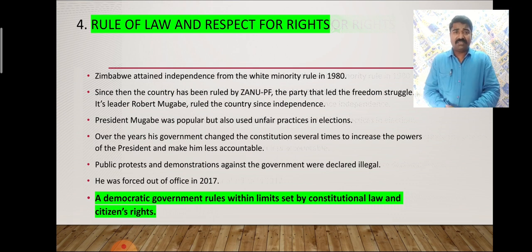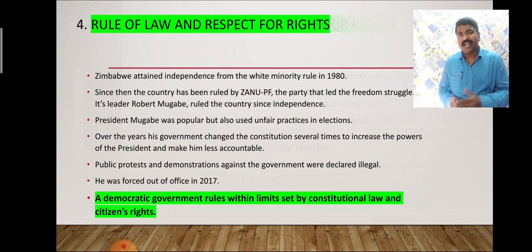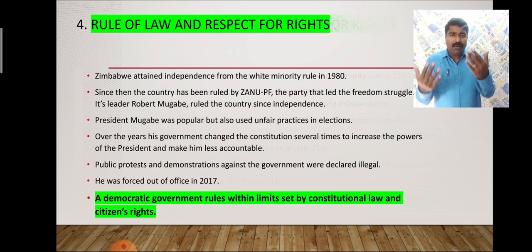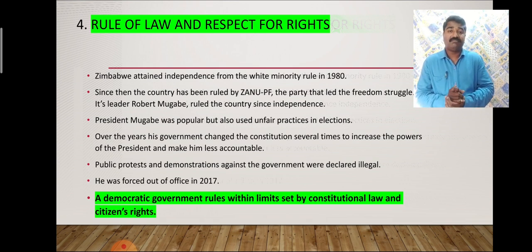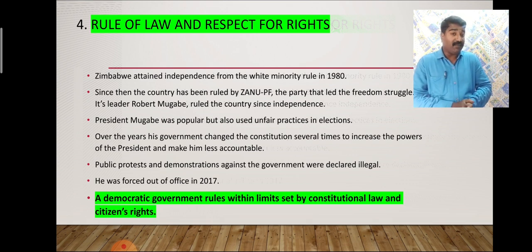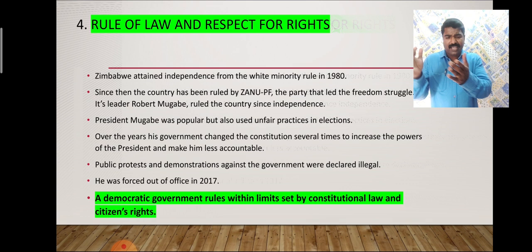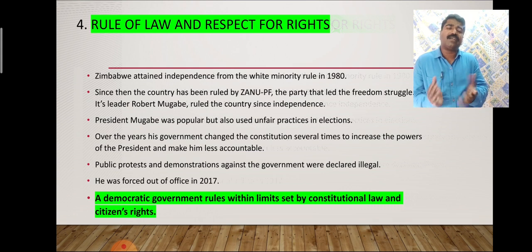Public protests and demonstrations against the government were declared illegal. Nobody could speak about the government. The press was also denied freedom. If you talk against the government, you will be in trouble. Therefore, freedom was not there. But he was forced out of office in 2017. Can we call the rule of Robert Mugabe until 2017 a democratic one?